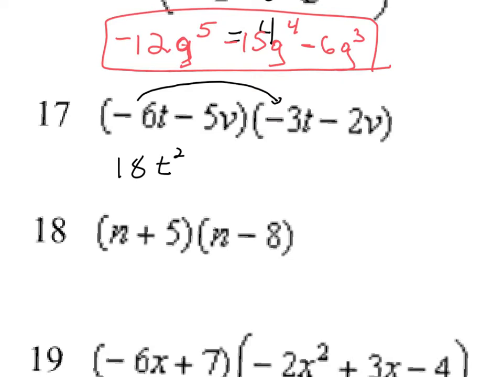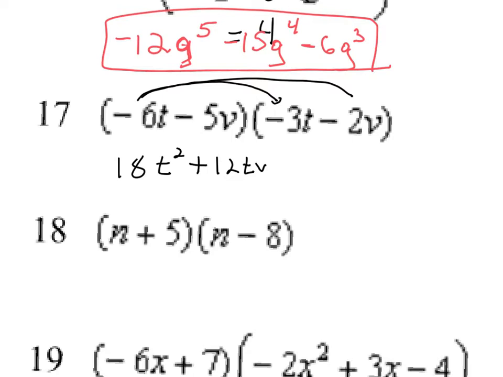And then you multiply the outer. So negative 6t times negative 2v, that's going to be positive. Negative 6 times negative 2 is positive 12. T times v is t and a v. You put the variables in alphabetical order.